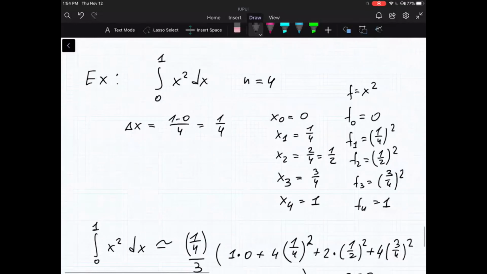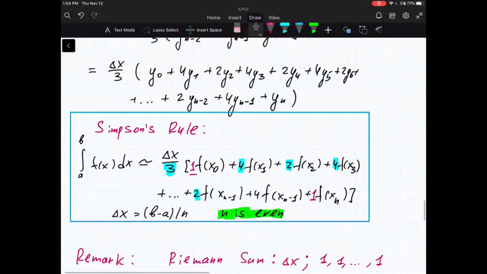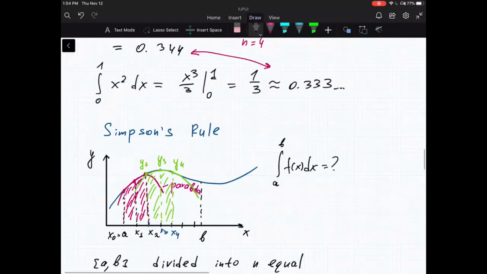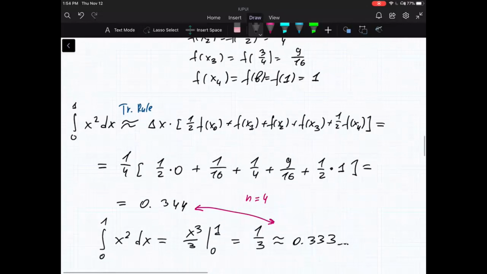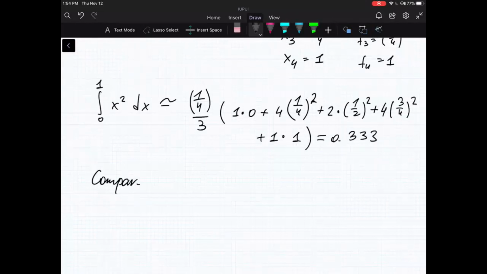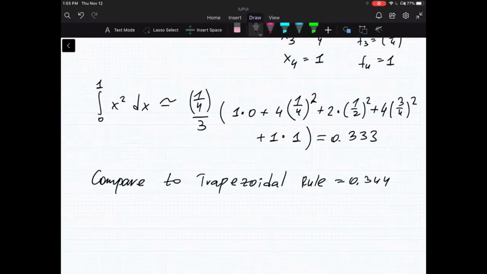So when we used the trapezoidal rule for the same example, x squared, we got that the area was approximately 0.344, while the exact value is 0.33. So we see that Simpson's rule gives us a much better approximation.